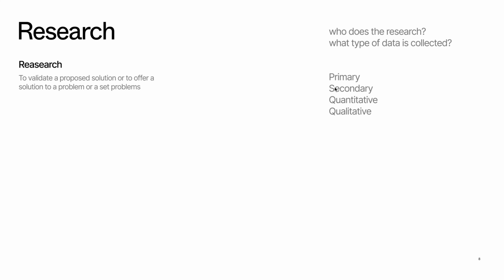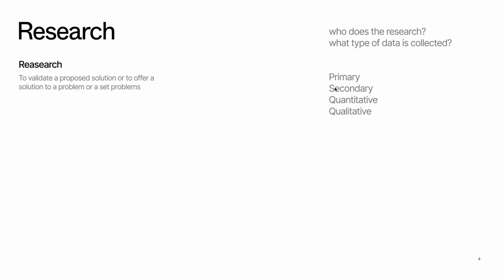And research is basically to validate a proposed solution or to offer a solution to a problem or a set of problems. And in our case, we are validating a proposed solution, which is the solution that we just talked about, creating a website for an immigration firm. But what exactly do you need to know about research? The major thing you need to know is that it is classified into 2 stages: who does the research and what type of data is collected in this research.